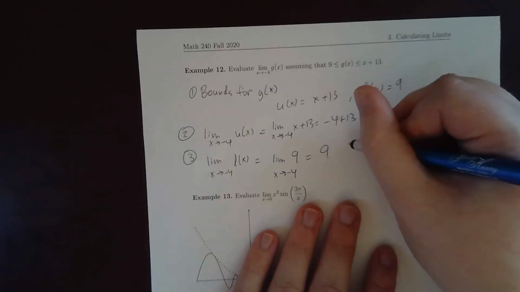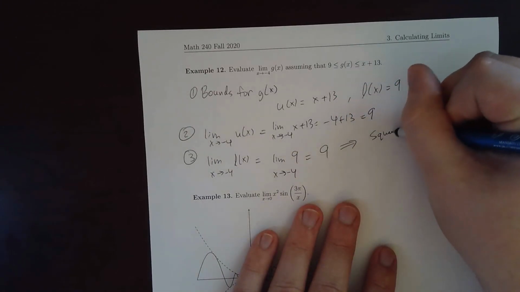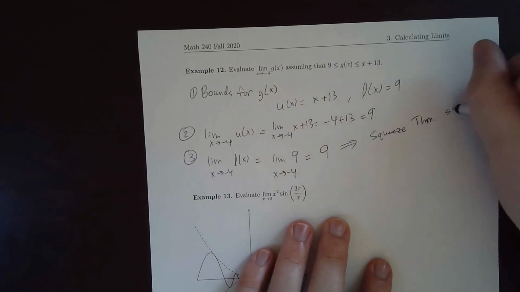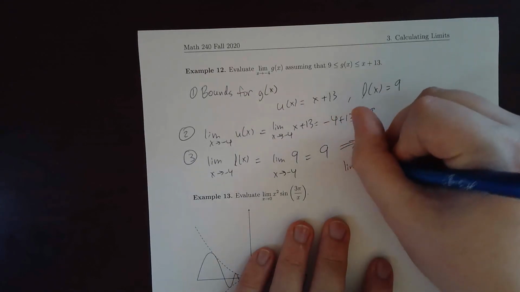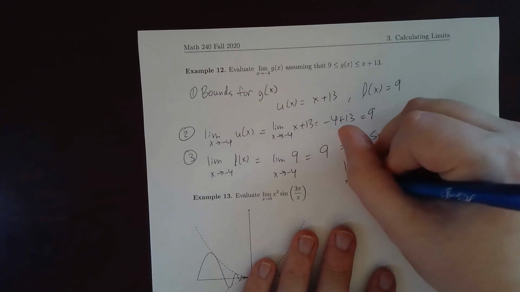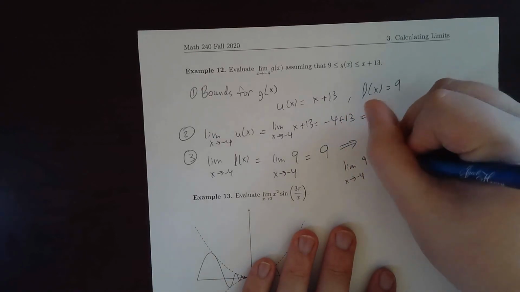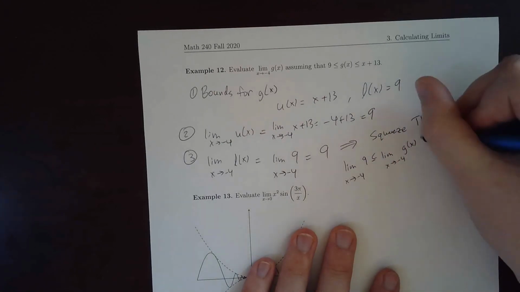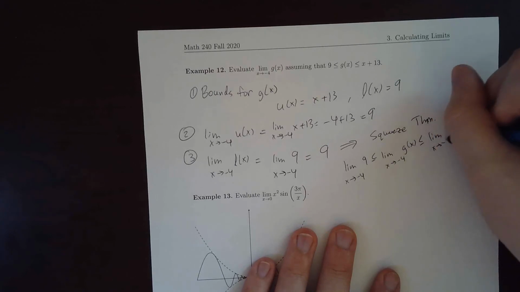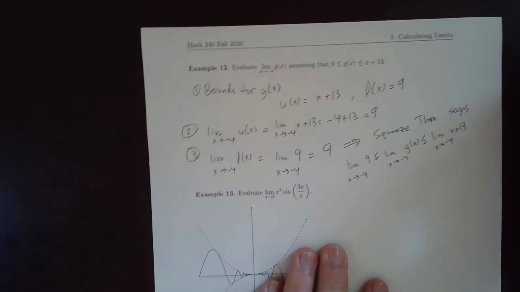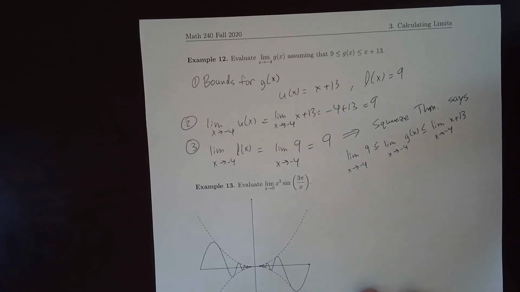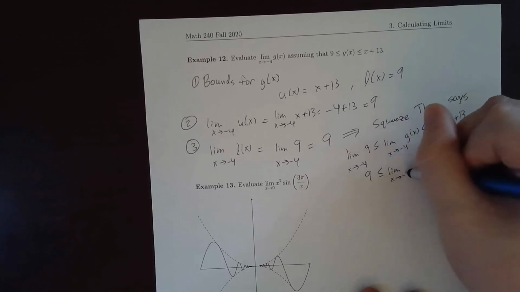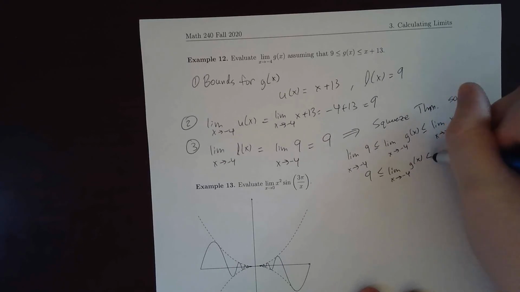So the squeeze theorem says the limit as x approaches negative 4 of 9 has to be less than or equal to the limit as x approaches negative 4 of g of x, which is less than or equal to the limit as x approaches negative 4 of x plus 13, which tells us then that 9 is less than or equal to the limit as x approaches negative 4 of g of x, which is less than or equal to 9.